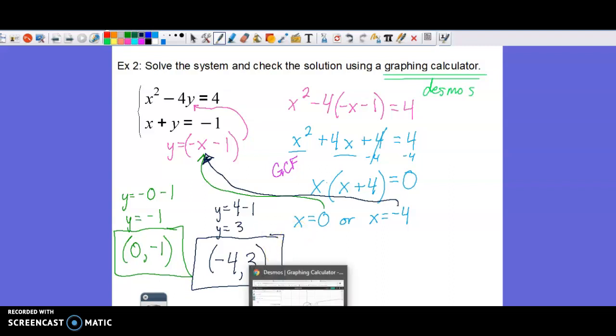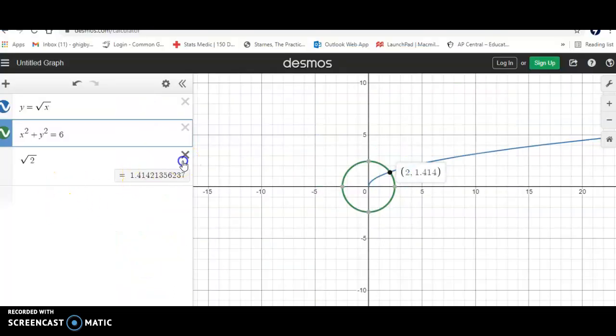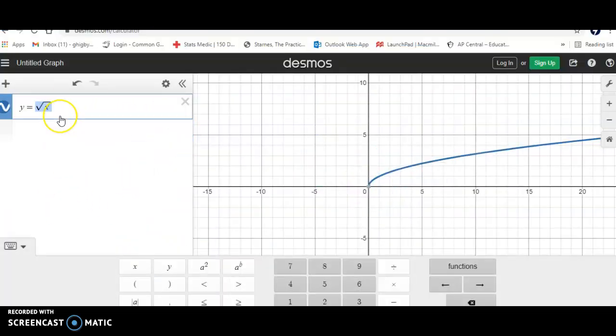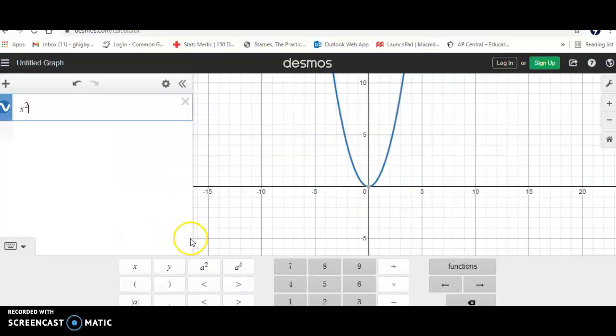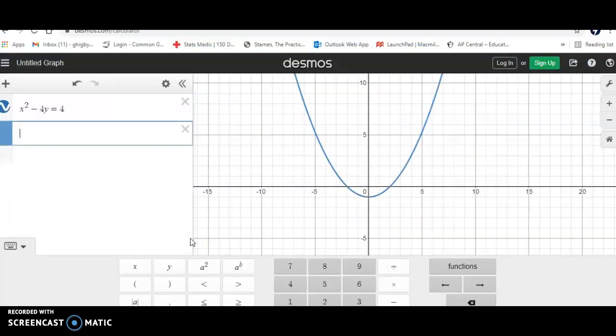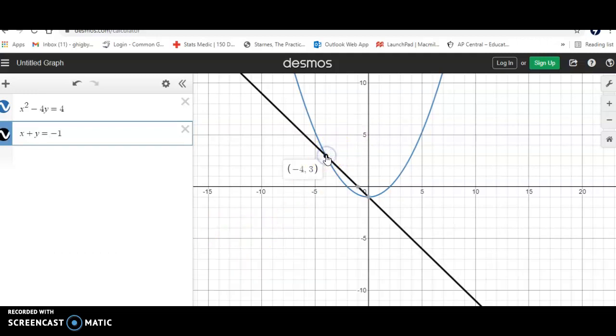And as always, I'm going to show you with Desmos. So I'll just start over. x squared minus 4y equals 4, and then x plus y equals negative 1. And as you look at the graph, I can just click on the points of intersection. There are 2 points of intersection, and they both work.